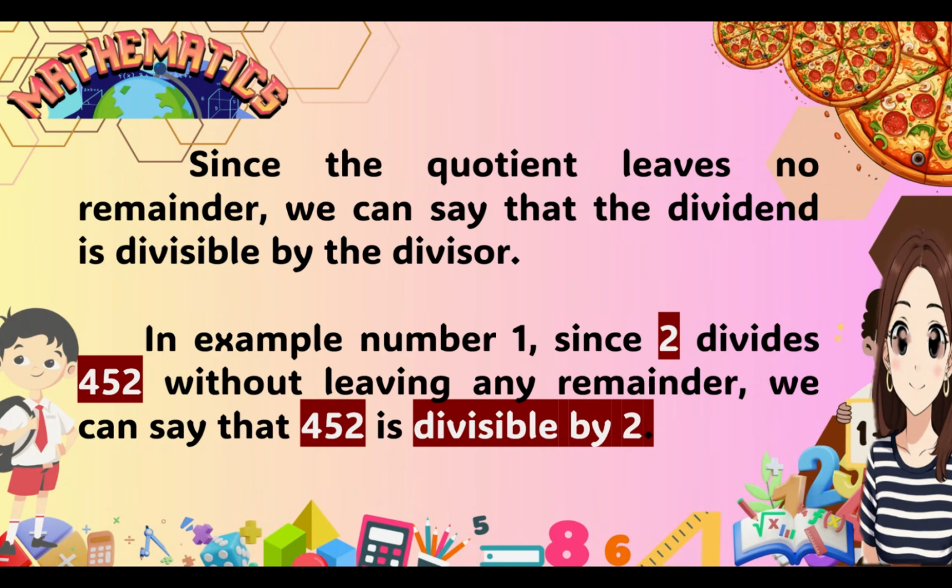Since the quotient leaves no remainder, we can say that the dividend is divisible by the divisor. Take note that only when there is no remainder can we tell that the dividend, or the number that is being divided, is divisible by a certain number, or the divisor. In example number 1, since 2 divides 452 without leaving any remainder, we can say that 452 is divisible by 2.